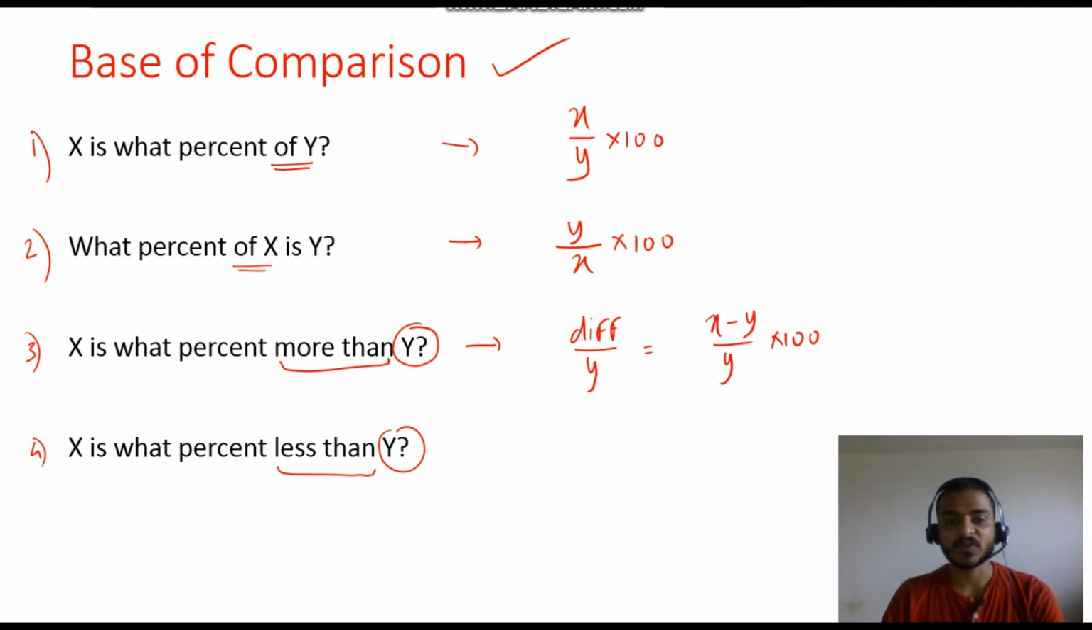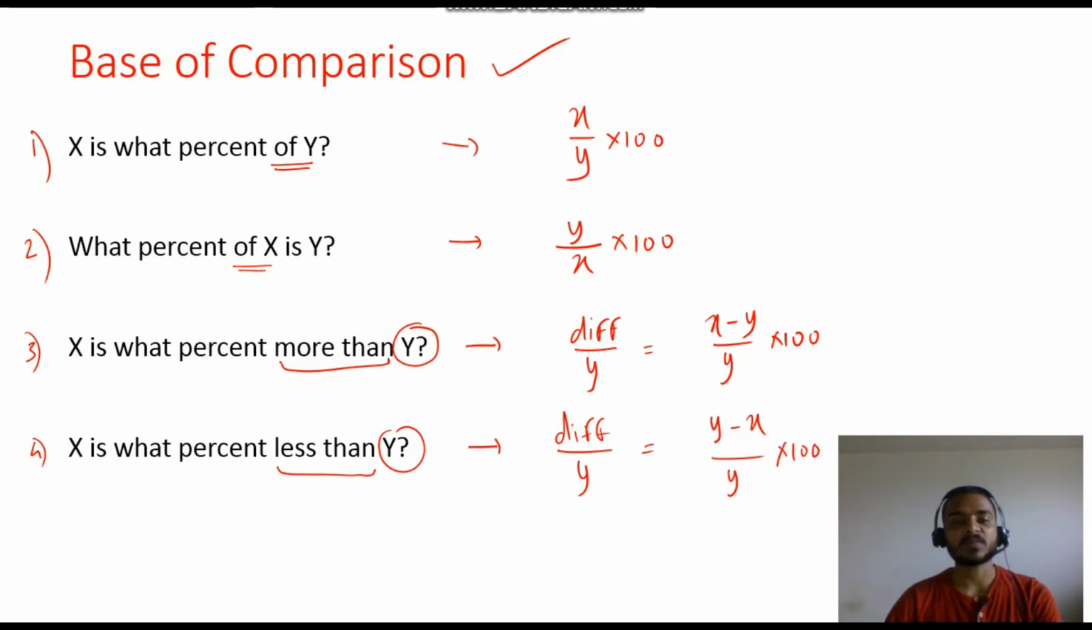Similarly, if you look at the last one, it is "less than y", which means the base of comparison is y. And since it is "less than", again we will go for the difference. Fine. But now the question says x is what percent less than y, which means here y is the bigger one. So it should be y minus x, the difference, divided by y into 100. So these four types of statements we come across in the topic of percentages, where the base is important. What we are comparing is the numerator, and what we are comparing it with is the base of comparison. Okay, let us try to utilize this concept in the coming question.